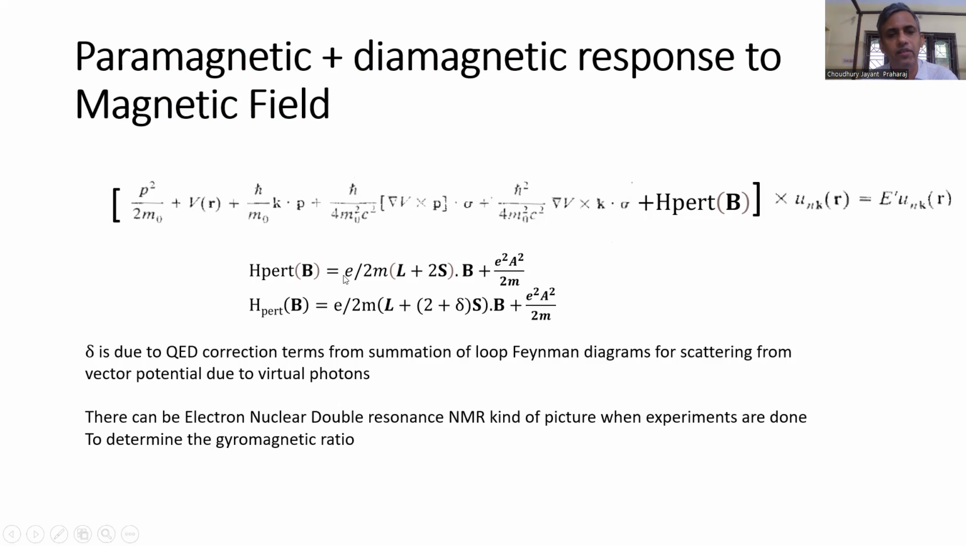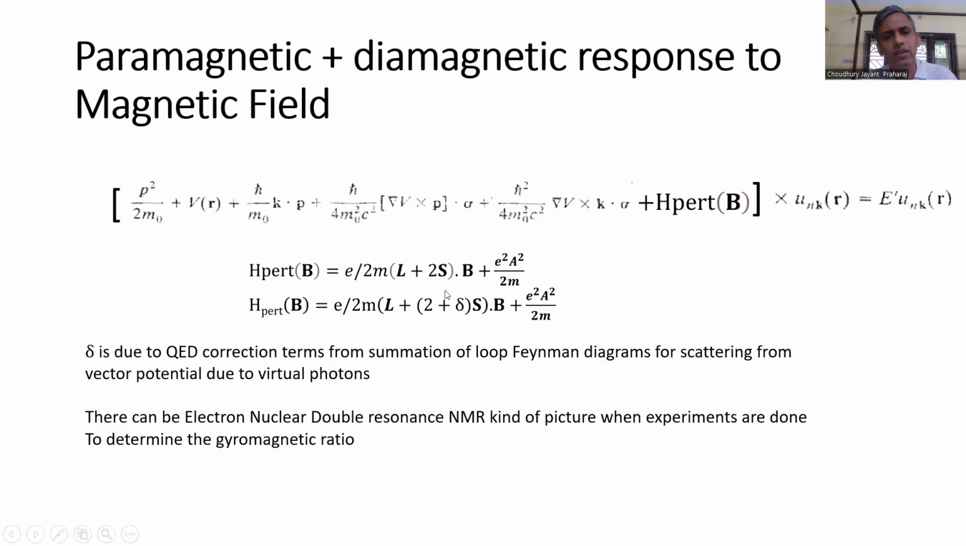Then you add a perturbation due to the magnetic field. The perturbation basically looks like this: you have a coupling with the magnetic field, which is a paramagnetic coupling, which has the orbital angular momentum plus twice the spin angular momentum dotted with the magnetic field. And then you have a term in A squared, which gives rise to the diamagnetic response. So typically, for small magnetic fields, the paramagnetic response can dominate, and that's where we get the gyromagnetic ratio part.